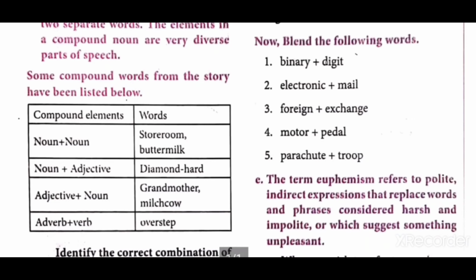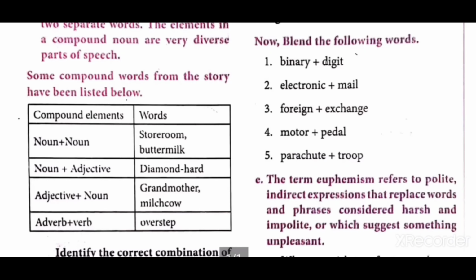And for the second combination, noun plus adjective, the example given is diamond heart. And for the third combination, adjective plus noun, the examples are grandmother and milch cow. And the fourth combination is adverb plus verb, and the example is overstep.